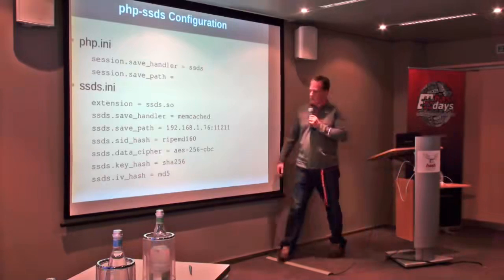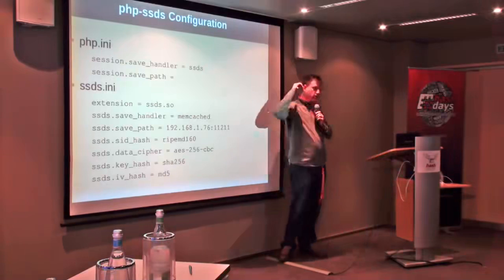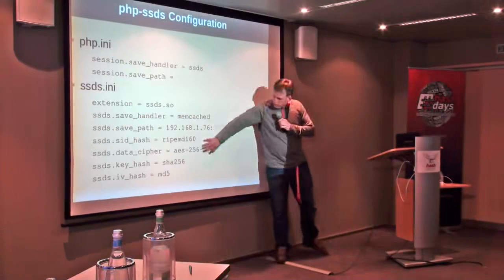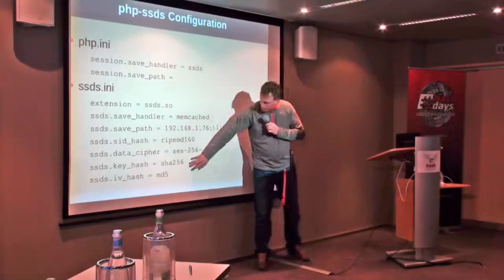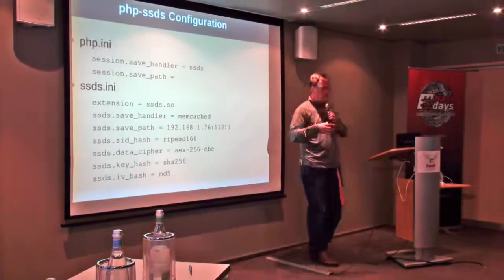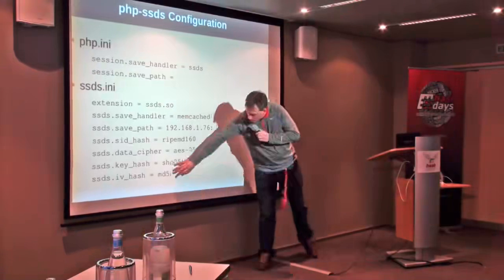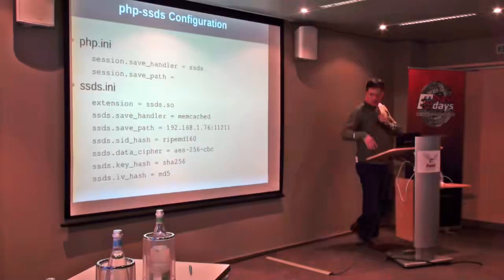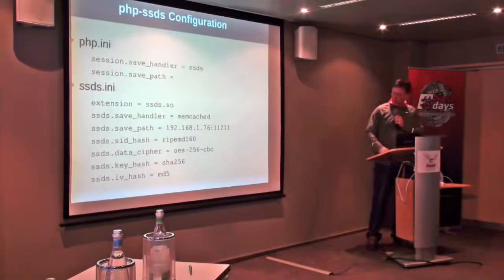The hashing algorithm that makes a storage ID from a session ID is this one. This is the encryption algorithm. This is the hash that derives the encryption key from the session ID, if you use it. And then you have another algorithm down here for deriving the initialization vector.